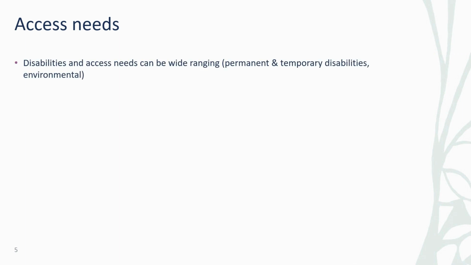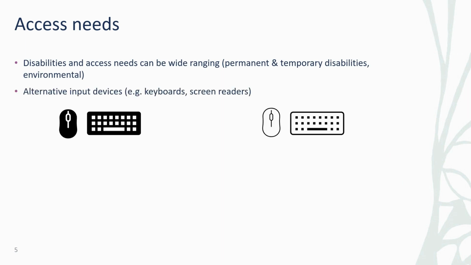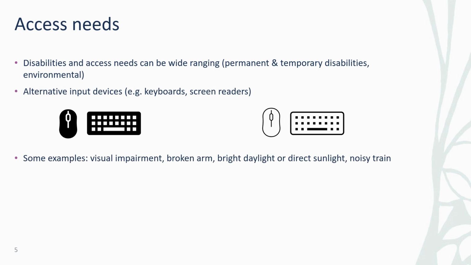Disabilities and access needs can be wide-ranging. Visual impairments are a key example, but other access needs also need to be considered, such as users who may not be able to navigate using a mouse or are using another form of alternative input device. Many access needs are permanent, but there are also many temporary accessibility needs.